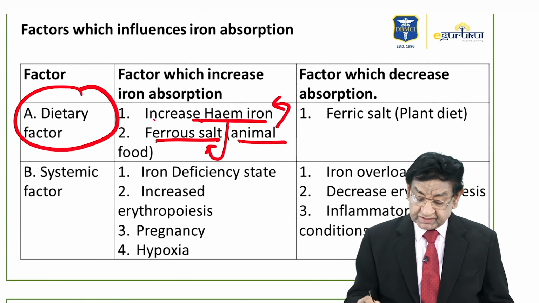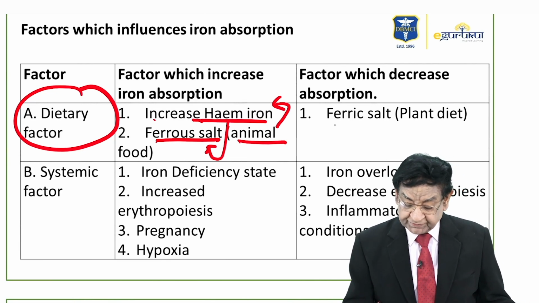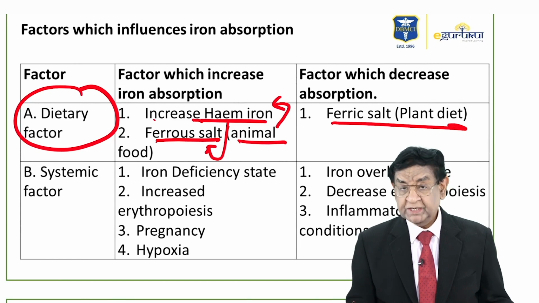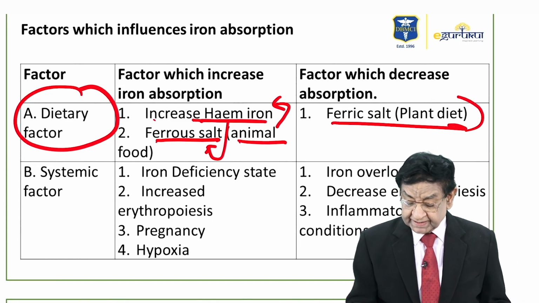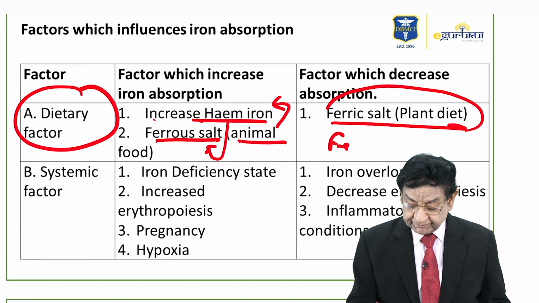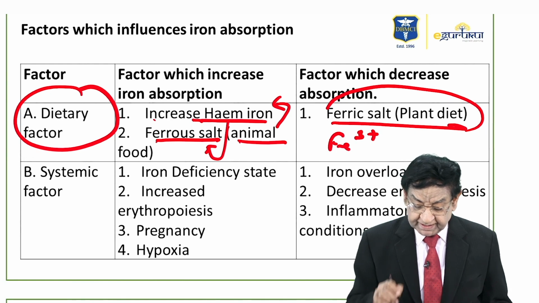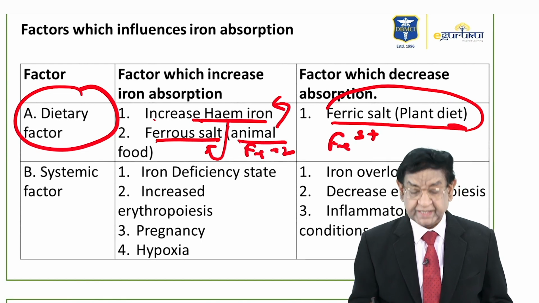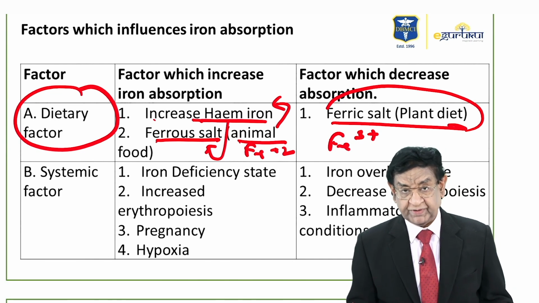What is the other one? The factor which decreases iron absorption is ferric salt in plant diet. Point to be noted, in plant diet it is in ferric form, that is Fe3, and in animal it is in heme form which has ferrous. So we can say animal food has ferrous and plant food has ferric.